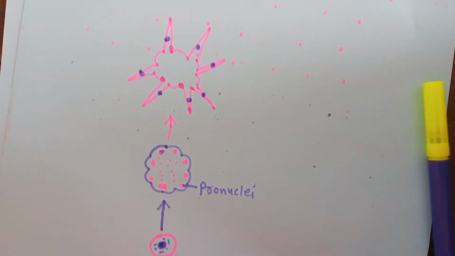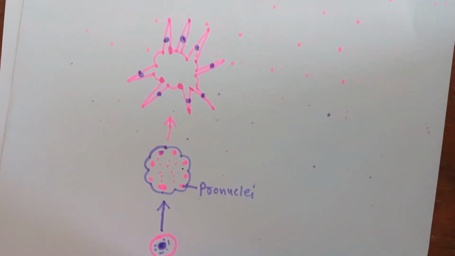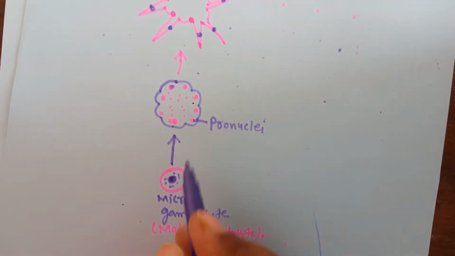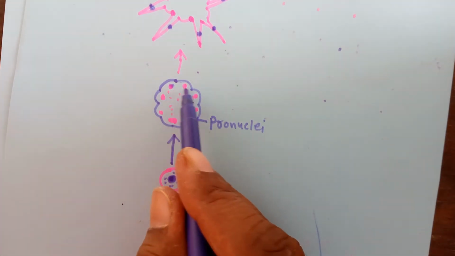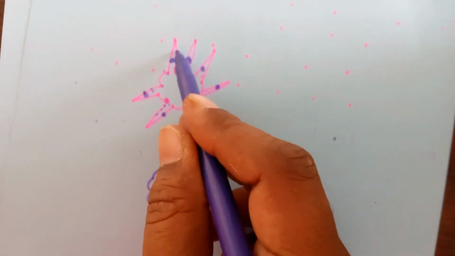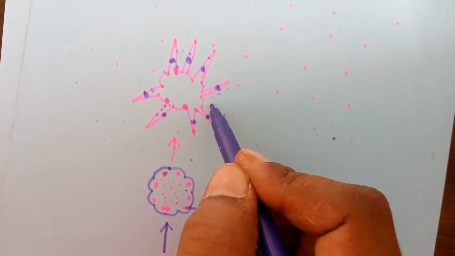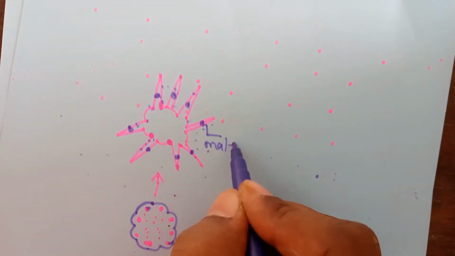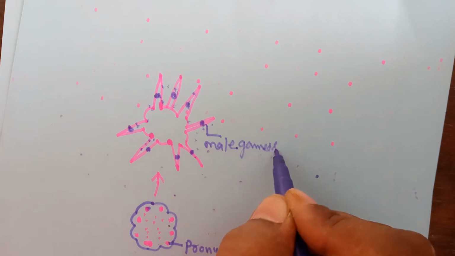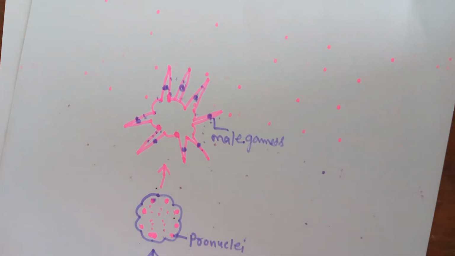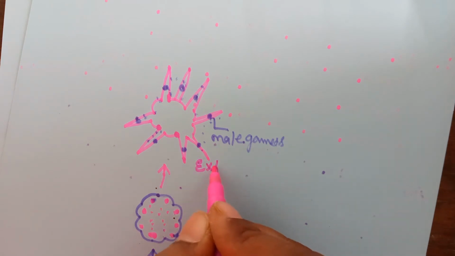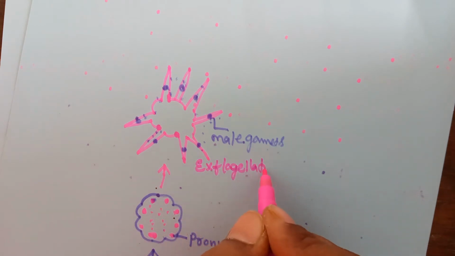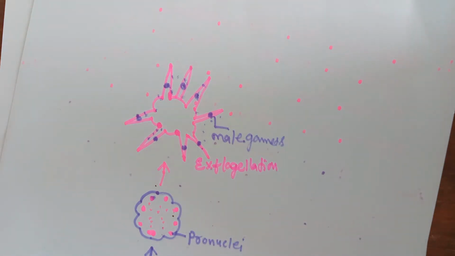So again here, this is the microgametocyte. The microgametocyte nucleus divides and 8 daughter pronuclei form. Each nucleus takes cytoplasm and forms 8 flagella-like structures. These are called male gametes, and the formation of male gametes is called exflagellation.